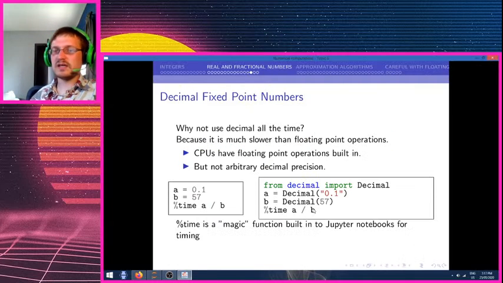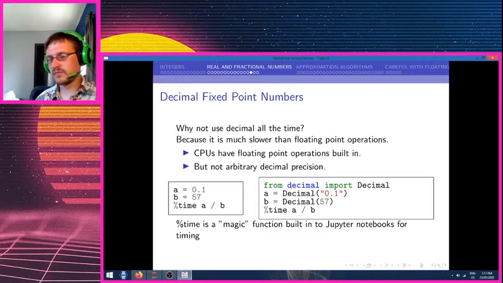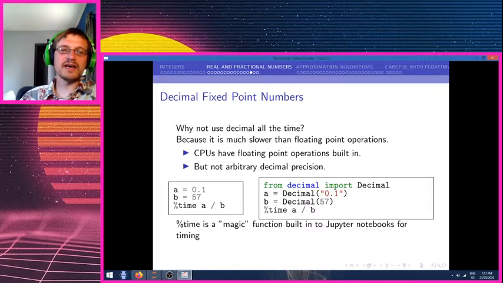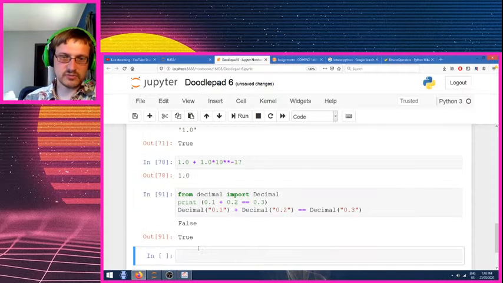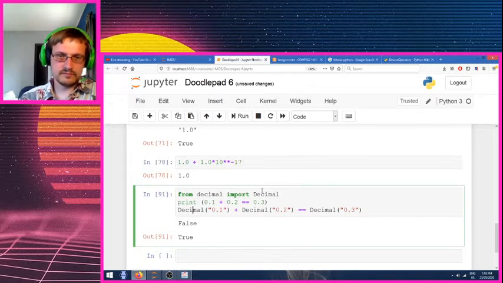So the issue then that you get into, why don't we just use this all the time, is that it is very, very slow in comparison to floating point operations. Now, floating point kind of has an unfair advantage because it has all that hardware acceleration, but let's see if this works. So let's say we wanted to divide this by 7.